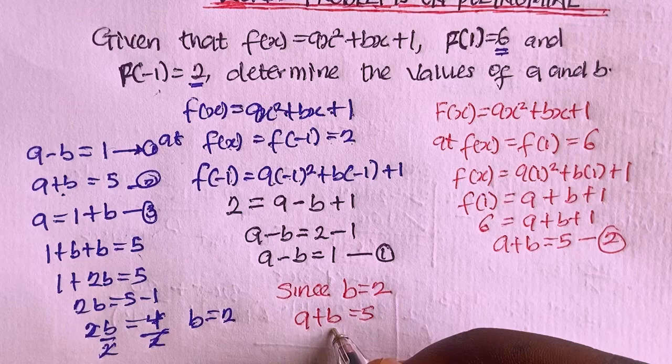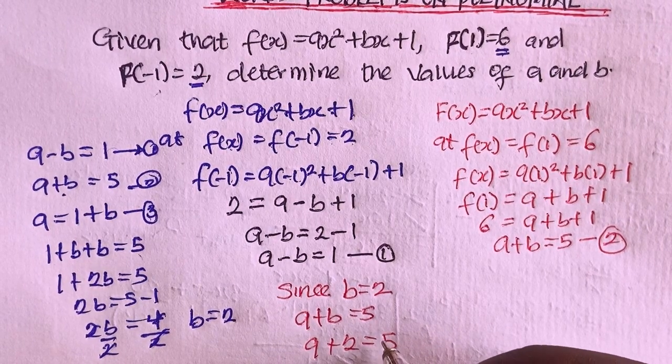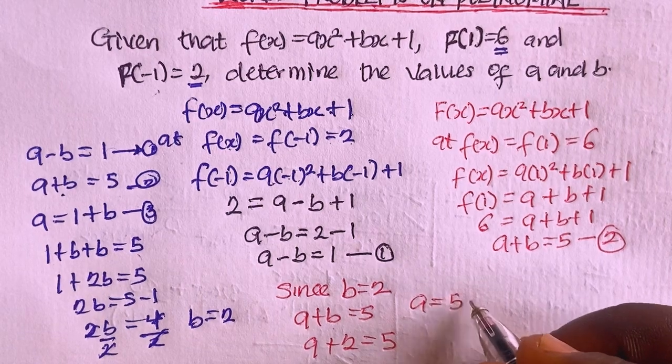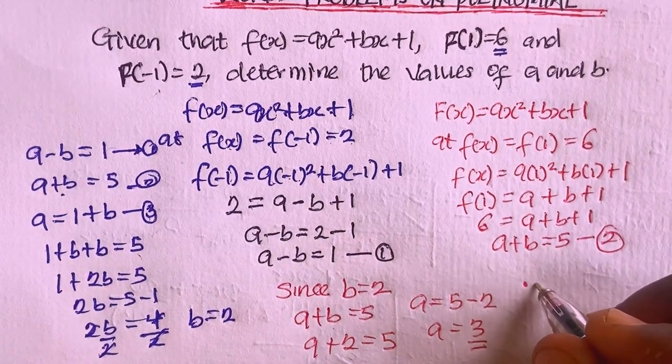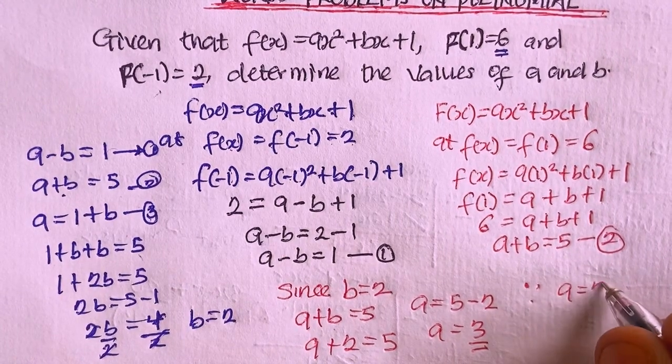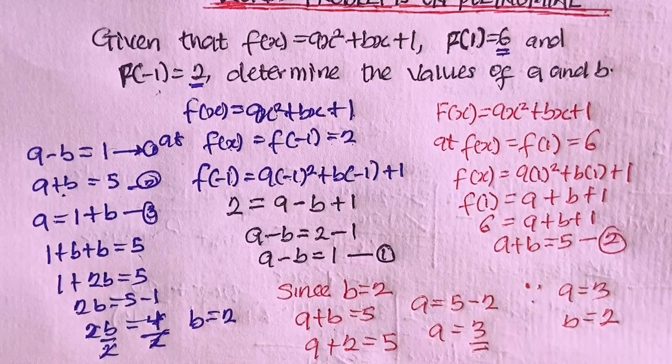Then b is equal to 2, then plug in here, I'm going to have a plus 2, which is equal to 5, right? So here my a will be equal to what? 5 minus 2. Then my a is equal to what? 3, right? So therefore, in this situation, our a equals 3 and our b equals 2. So let's move to the next question.